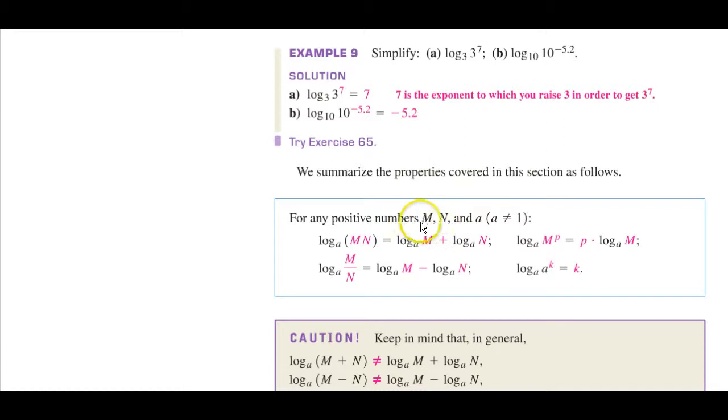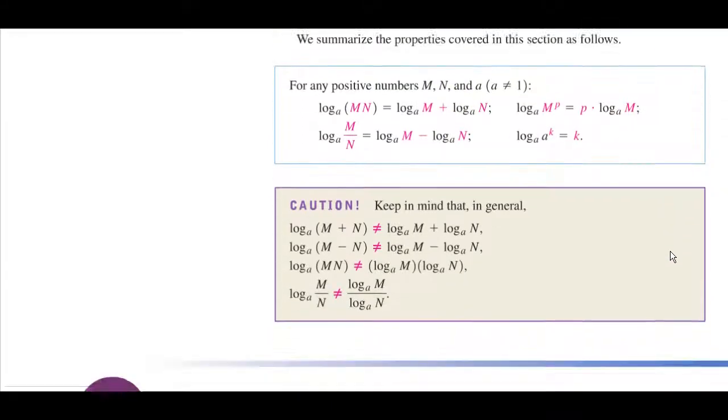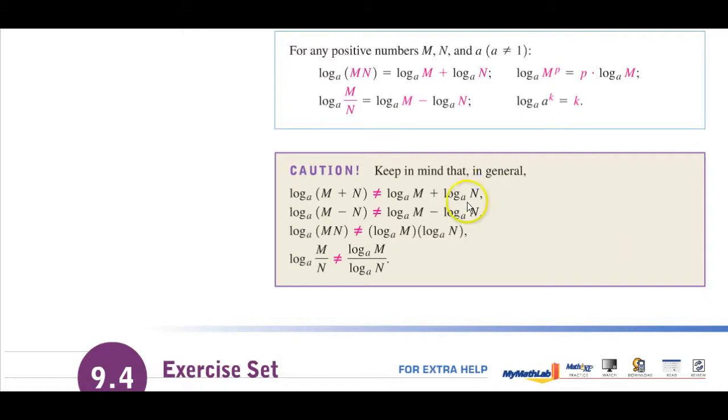Now for any positive number, again, they give you a little summary of rules, where A does not equal 1. Here are some things you may want to include in your notes. I'm going to end the tape now because this is going on 40 minutes, but pause it if you want to write some of this down or look it up in your textbook. And also keep in mind these are not true. Okay?